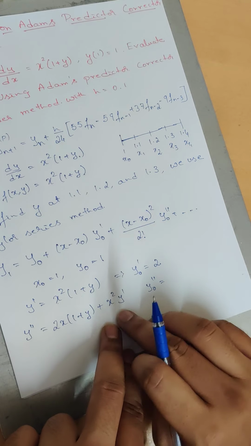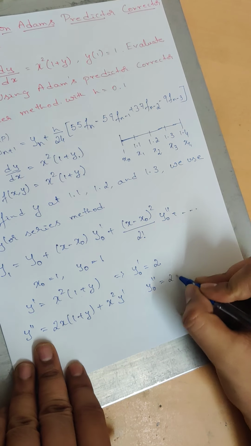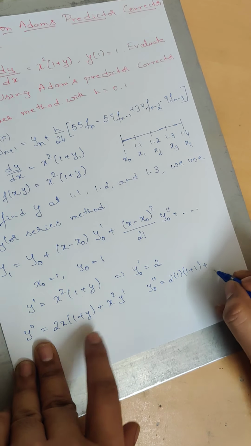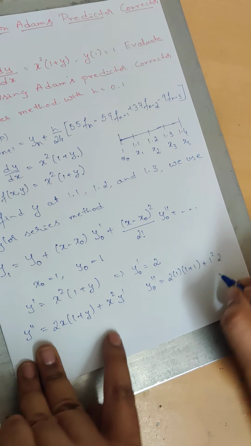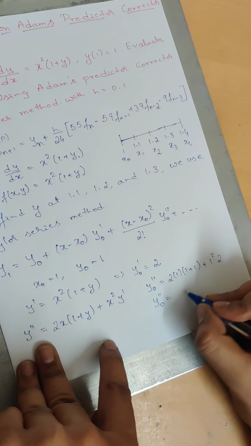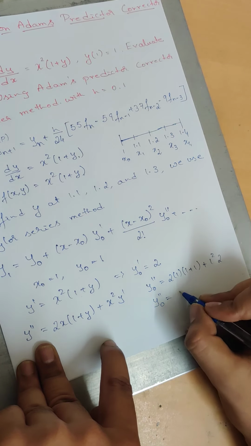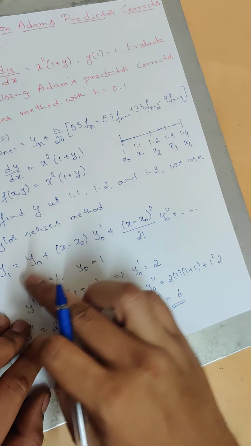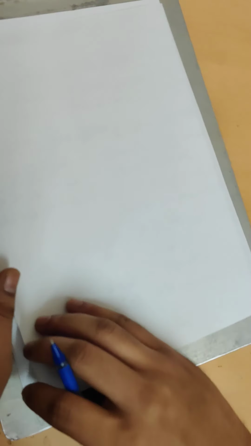So 2 into 1, 1 plus 1 plus x square is again 1 square, y prime is 2. So y double dash at the initial condition, you will be getting that as 2 into 3, which is 6. So we got this. We will be substituting in the Taylor series formula or the expansion.